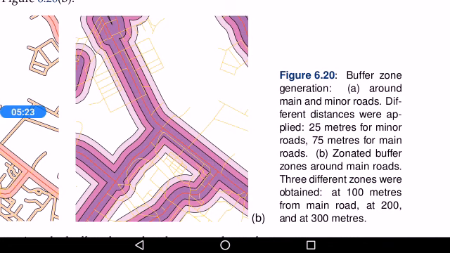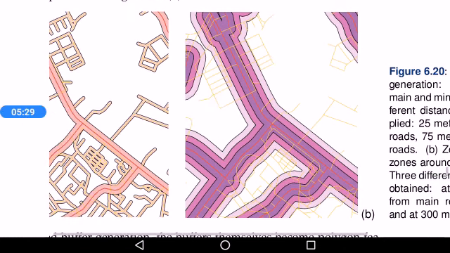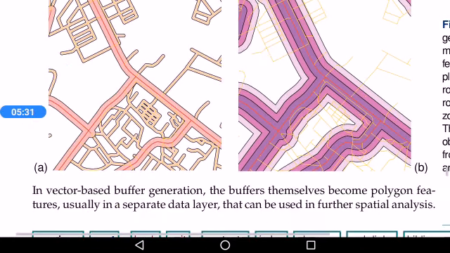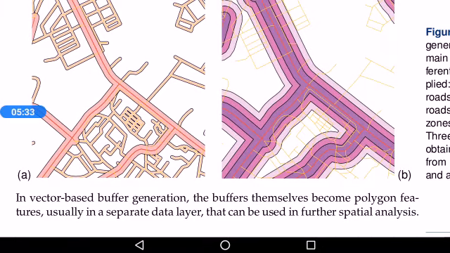So we might want to show the buffers surrounding the main roads or maybe the minor roads also. And then what we are going to do is, after generating the buffer, we are going to save them in a separate layer, and as you can see, the buffers themselves are polygon features, so they will be stored in a separate data layer, and this data layer can be used later on for further spatial analysis.